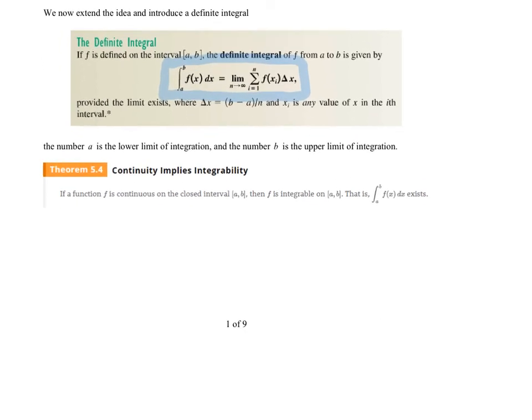Let's read this last theorem down here. It says, if a function is continuous on the closed interval [a, b], then f is integrable on that closed interval. So we know we can find the area. It exists. As long as it's continuous, we can find that integral on that interval.